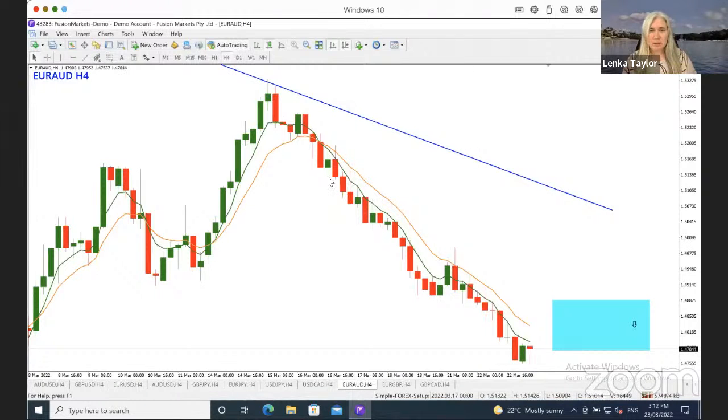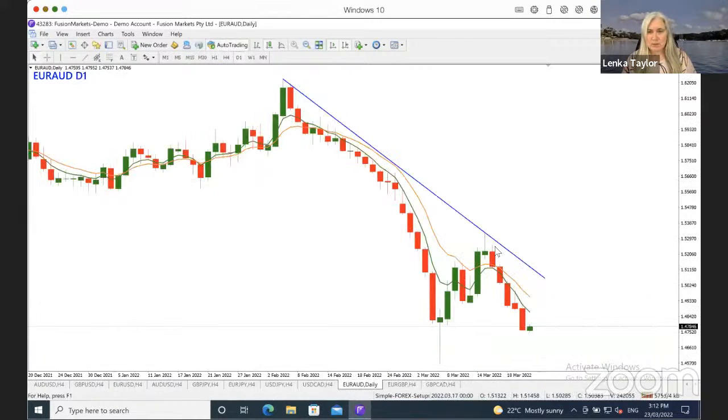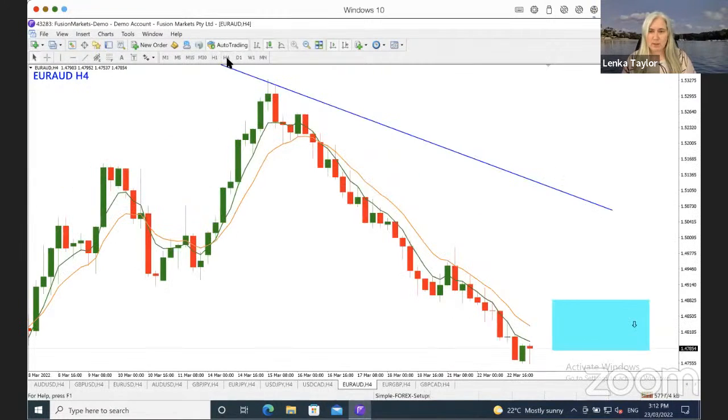EURAUD still looking at short. That's been coming down for a few days. There's possible support at this level, but it could go all the way down to there. So let's see how that pans out. But if there's any pullback to the EMA, that would also be okay for a short there, or a breakout from the sideways moving price action.